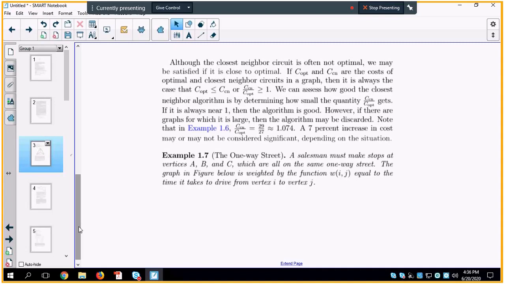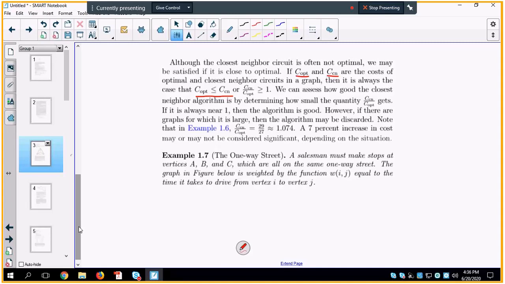Although the closest neighbor circuit is often not the optimal circuit, we might be satisfied if it's close to optimal. So how would we determine if it's close to optimal? If we know the optimal cost, then we can call it C sub opt. And we're going to call closest neighbor C sub Cn. So if these are the costs of optimal and closest neighbor circuits in a graph, then it's always the case that the optimal path is going to be less than or equal to the expense of the closest neighbor path.